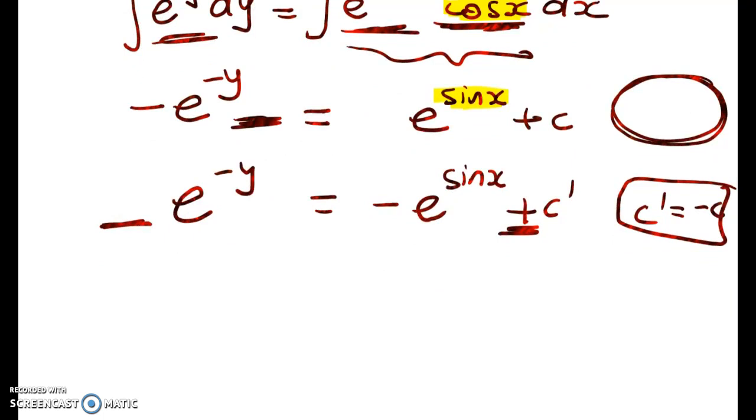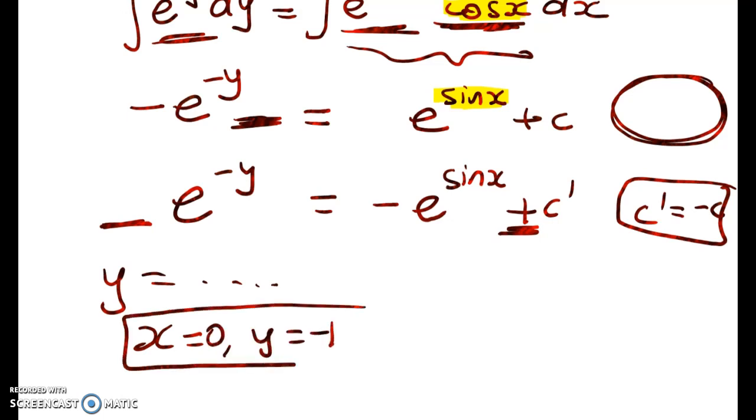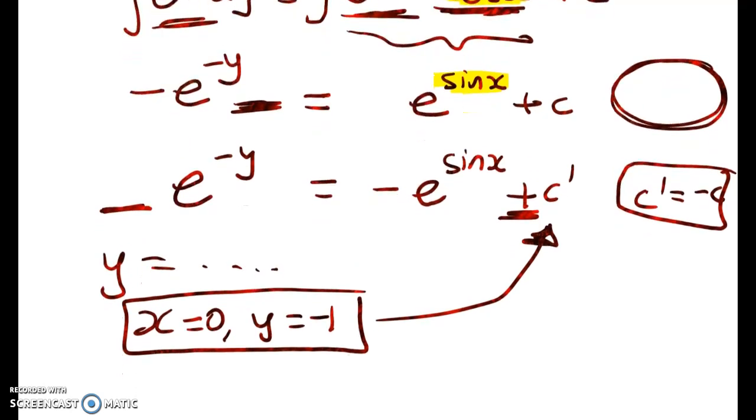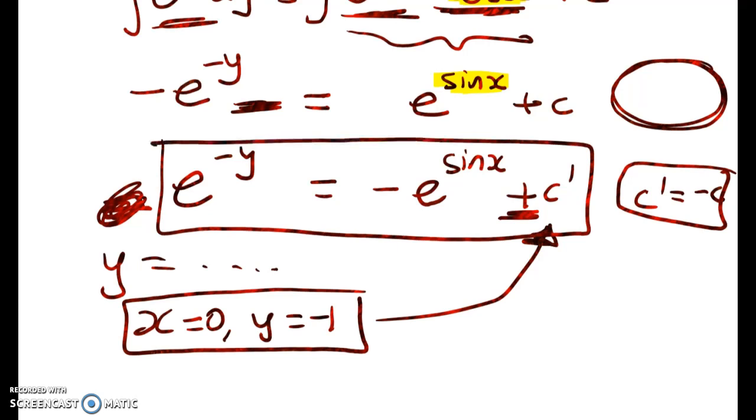Now I could go on to get y equals blah, blah, blah, but I'm not going to. I'm going to go back to the question and look at what values I've been given. So we're told that when x equals 0, y is equal to negative 1. I'm going to substitute that in to figure out my constant here, and I've only got one constant term, so I just need 1 point. So this is the equation that I'm working with.